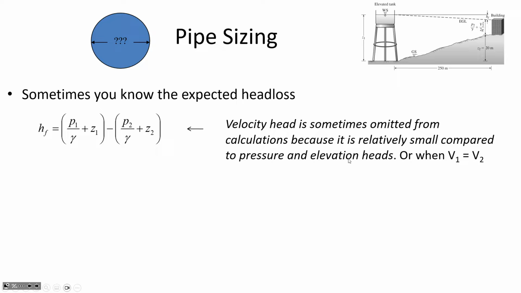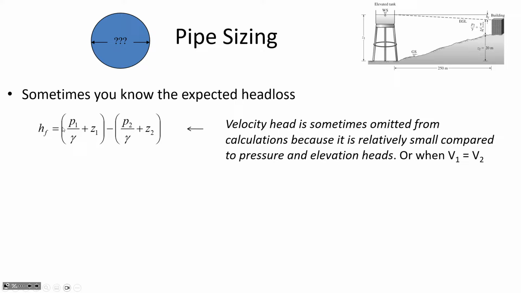And the slide makes the point that the velocity term is often omitted from this because in some cases the velocity in both locations is equal, and in other cases the velocity is negligible because the water is moving so slowly. So oftentimes they'll just leave it out entirely. Although it's okay to include it, it just sometimes won't make a difference.